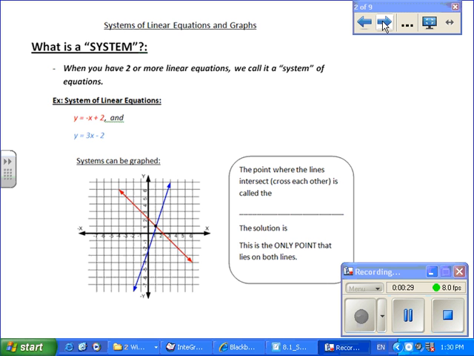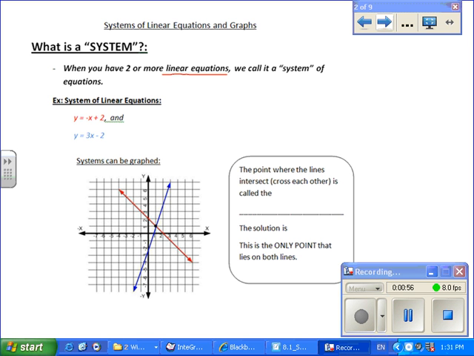So first of all, what is a system? Up until now, we've been looking at graphs of linear equations, so straight lines that I can graph on a piece of graph paper. Now I'm looking at something a little different called a system. And a system is whenever we have two or more lines on the same graph. So two or more linear equations is called a system.